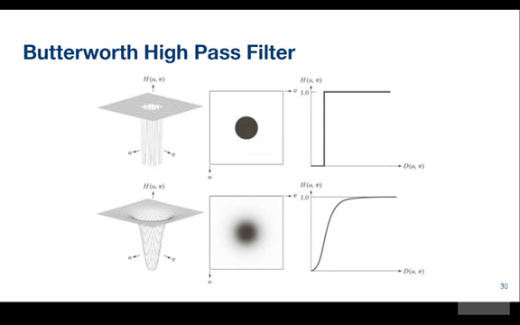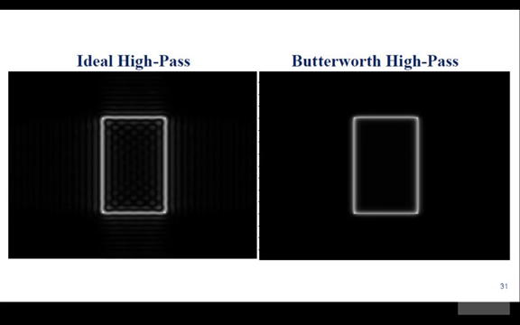These are just examples again. This is just showing the ideal high pass filter and then the Butterworth high pass filter. Okay, that looks something like that. So if we just do the ideal high pass filter, we get the ringing effects, and if we do the Butterworth, we lose those.